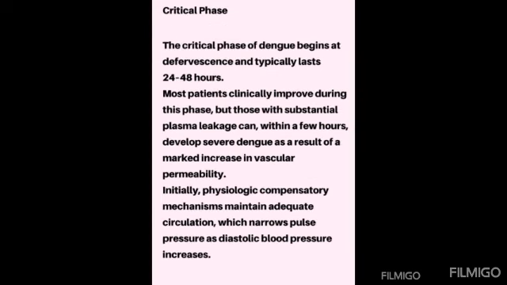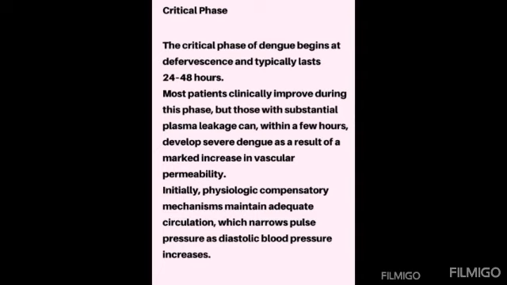The second phase is the critical phase. The critical phase of dengue begins at defervescence and typically lasts 24 to 48 hours. Most patients clinically improve during this phase. But those with substantial plasma leakage can, within a few hours, develop severe dengue as a result of a marked increase in vascular permeability. Initially, physiologic compensatory mechanisms maintain adequate circulation, which narrows pulse pressure as diastolic pressure increases. The critical phase lasts 24 to 48 hours.